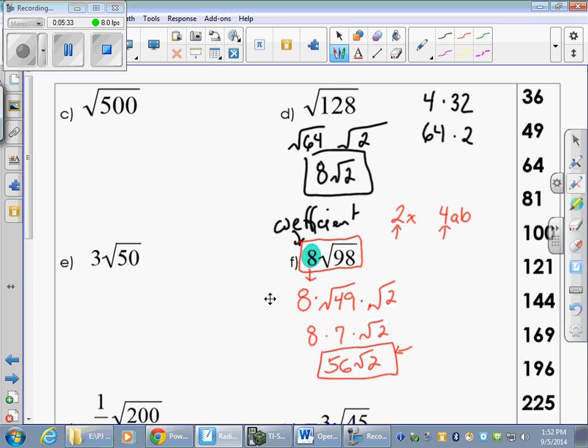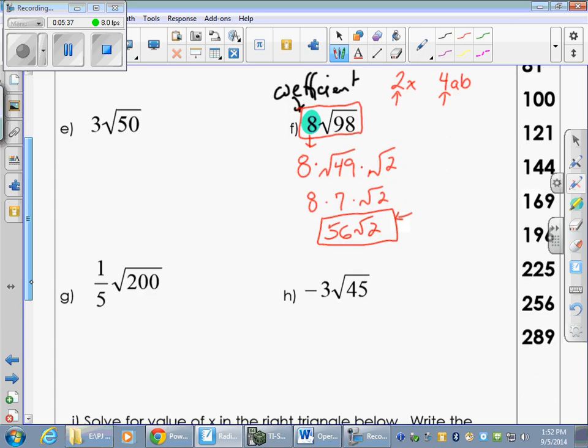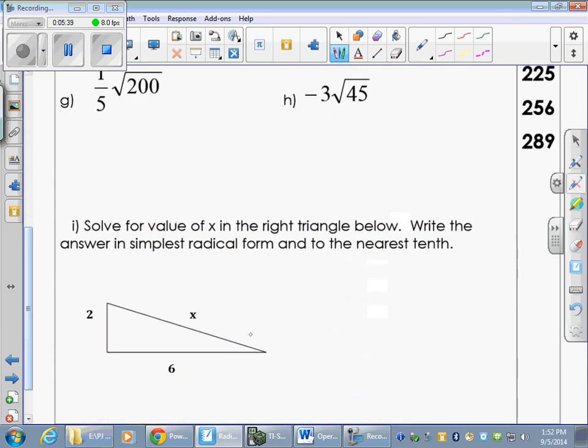So there are some examples for you on simplifying radical expressions. Let's take a look at how we could apply it to the Pythagorean theorem. If we look at letter I, it says to solve for the value of x in the right triangle below. Write the answer in simplest radical form and to the nearest tenth. So towards the end of last year, you learned about a very famous theorem for right triangles called the Pythagorean theorem. And that's what you'll need to use here.